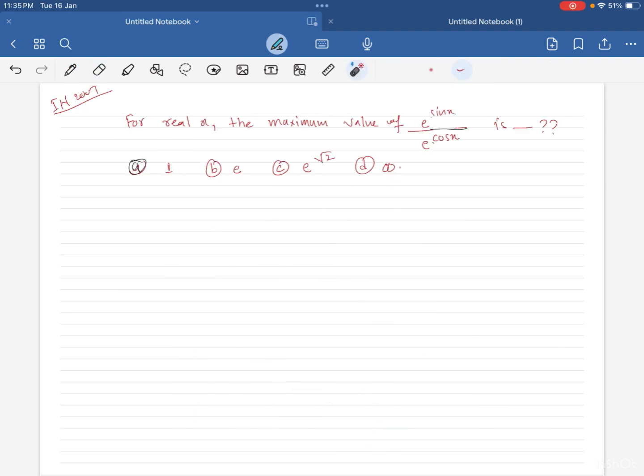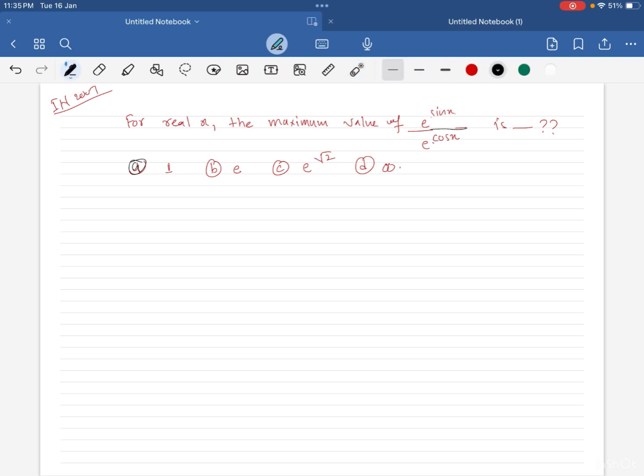Okay, let's look at this question. So this question is from IN 2007. For real x, the maximum value of this function e to the power sin x divided by e to the power cos x is. So maximum value of this function we have to find, right?